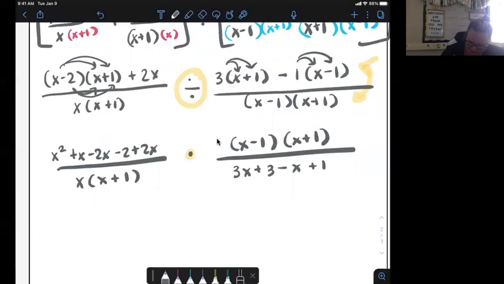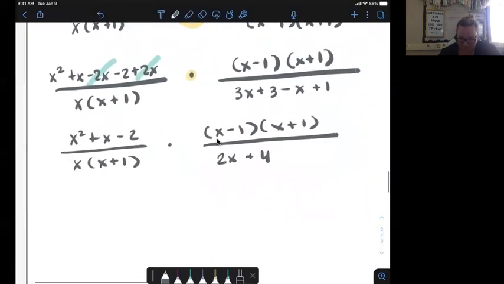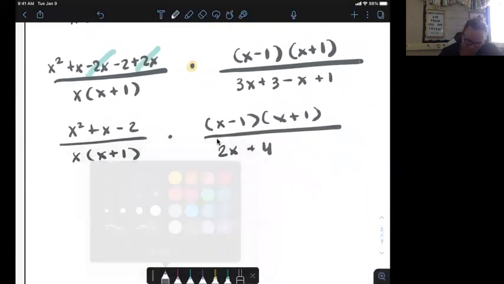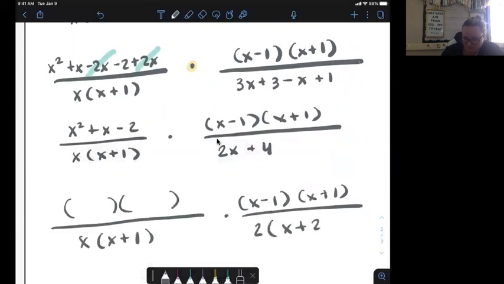All right, let's simplify what we can. So negative 2x plus 2x will cancel. We're left with (x squared plus x minus 2) over x times (x plus 1), times (x minus 1) times (x plus 1), all over 3x minus x is 2x, 3 plus 1 is 4. So let's see what else we can factor here. x squared plus x minus 2 might be factorable. This is already factored. And then 2x plus 4 has a GCF of 2. We're going to factor that out.